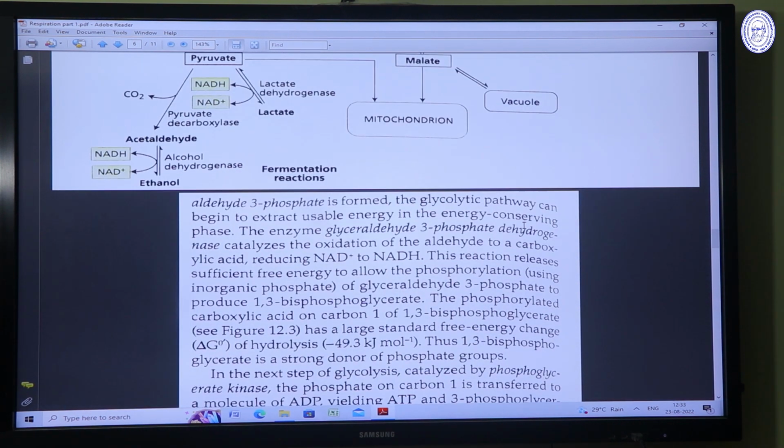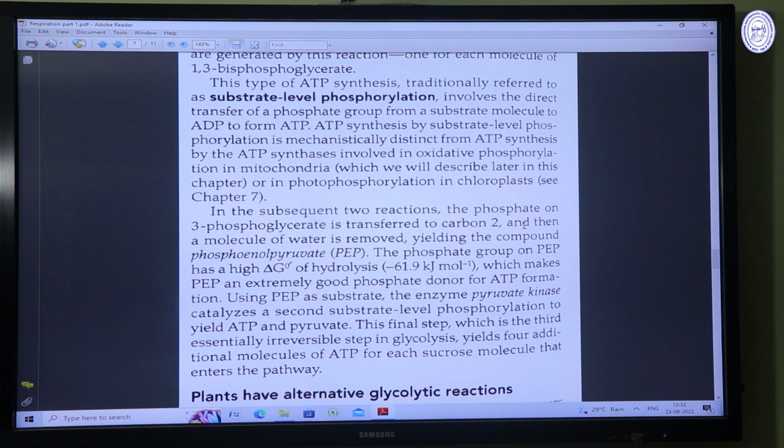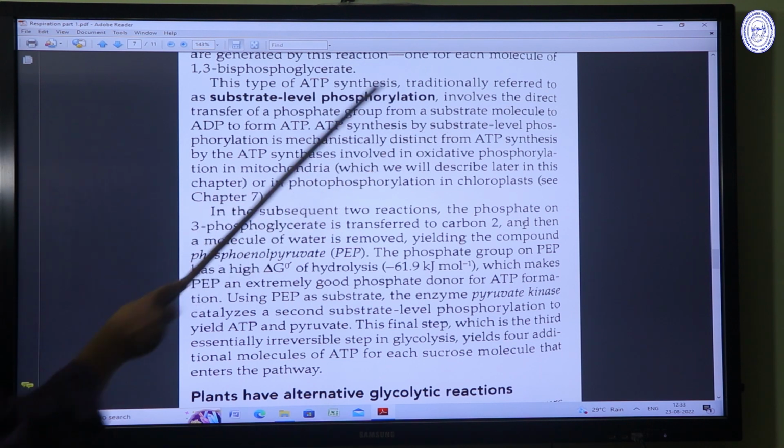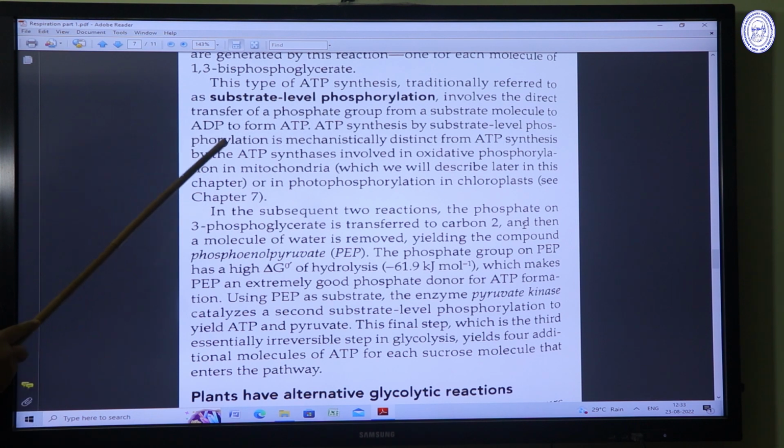Next, I have already mentioned about substrate level phosphorylation. The substrate level phosphorylation involves the direct transfer of phosphate group from a substrate molecule to ADP to form ATP. So, this is the substrate level phosphorylation.